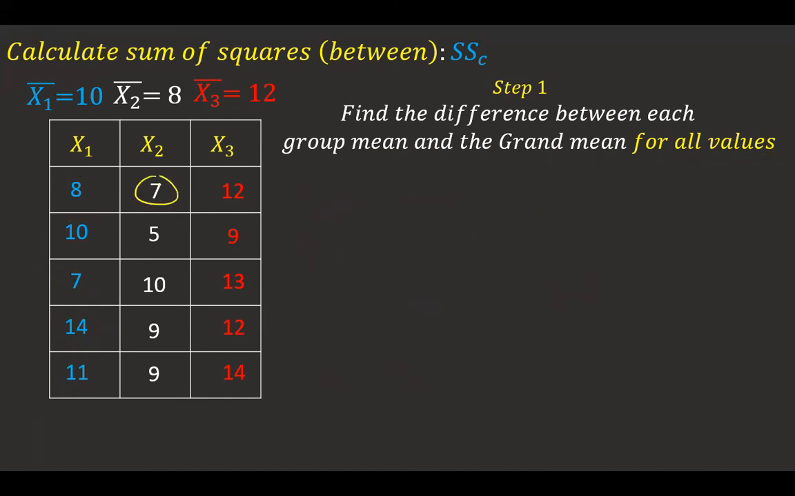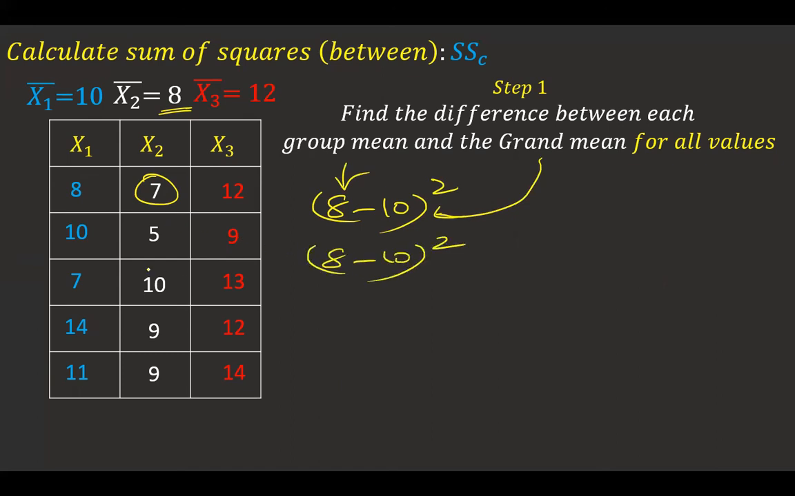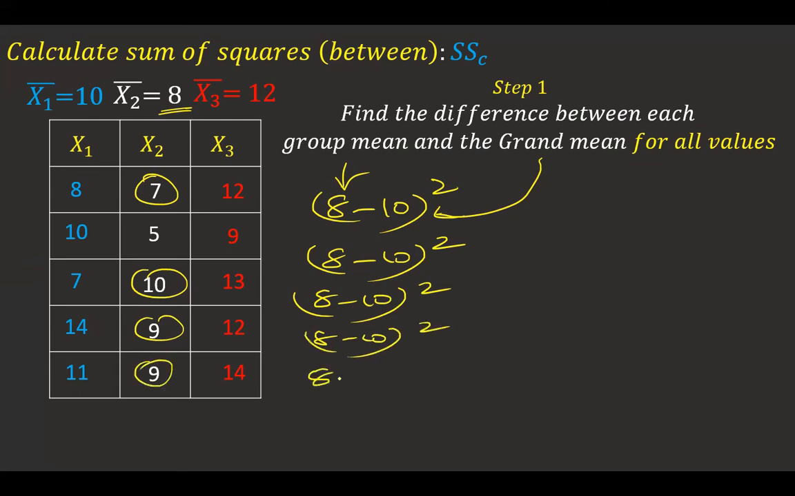Similarly, when I do it for the second group, what is the group mean? It is 8 minus 10 the whole square. 8 is the group mean, grand mean is 10, whole square. For this 5, 8 minus 10 the whole square. For this 10 also, 8 minus 10 whole square. For both 9s also, 8 minus 10 the whole square. So I can write 5 into 8 minus 10, and then square it. Now find out the difference here.